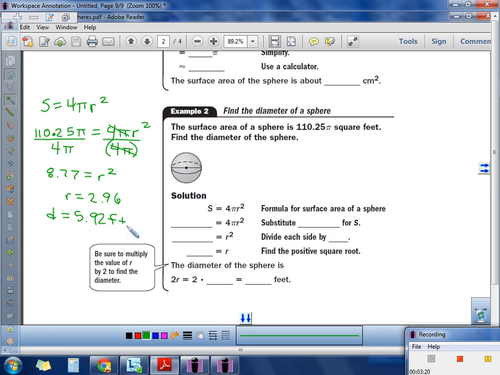Do I put feet, feet squared, feet cubed? Just feet, because this is just a linear dimension. Just a one-line dimension is measured in feet.